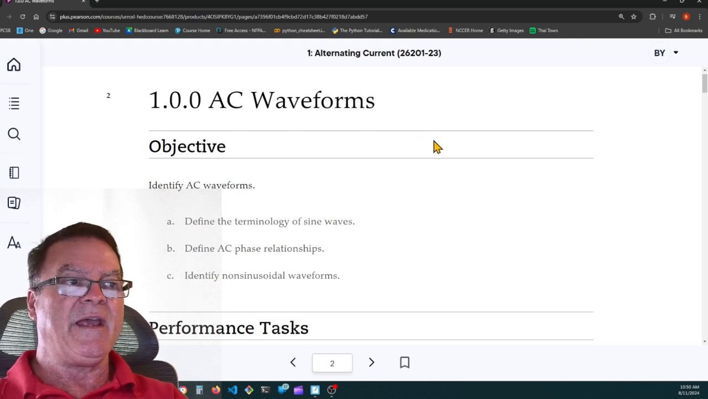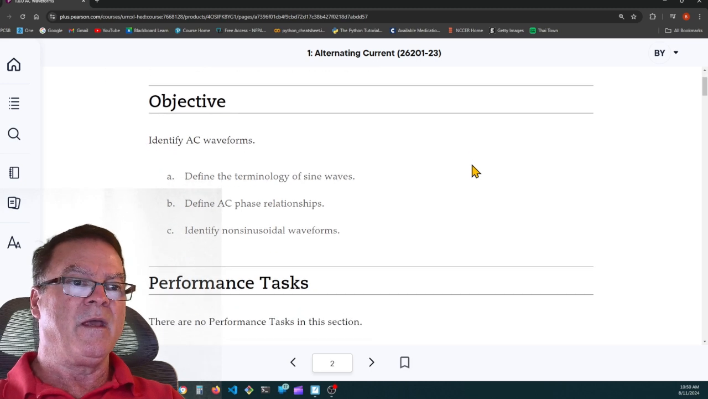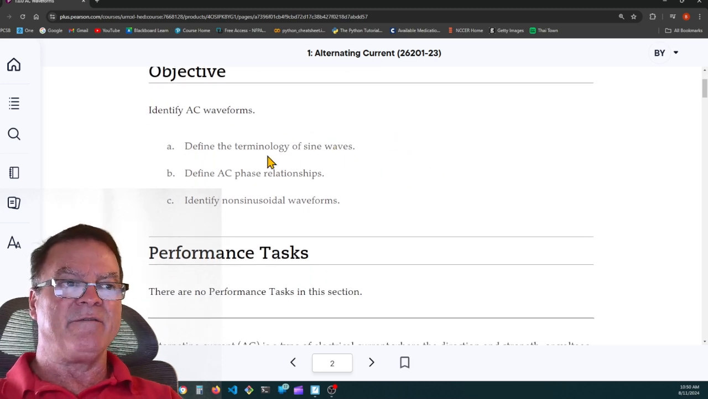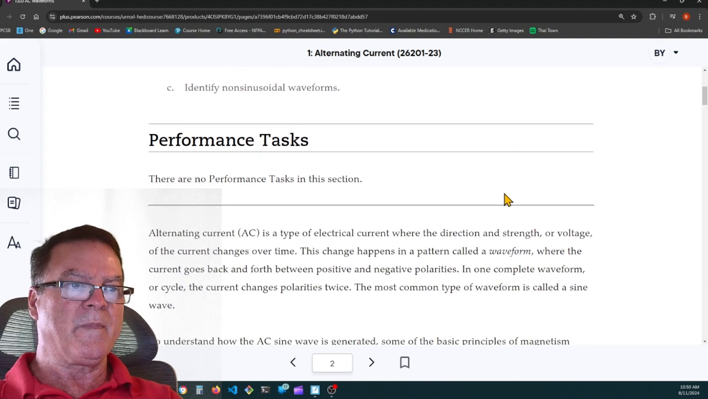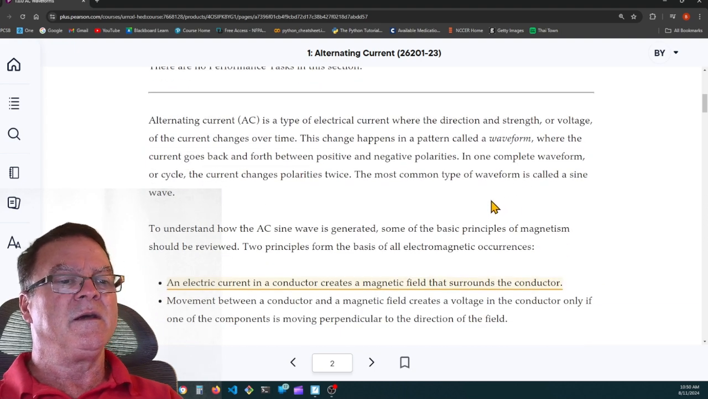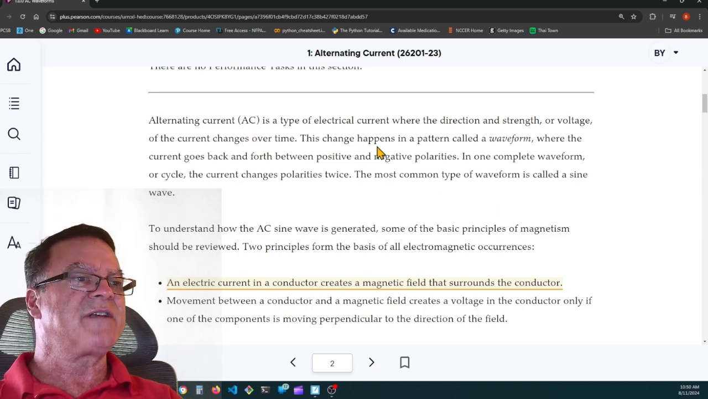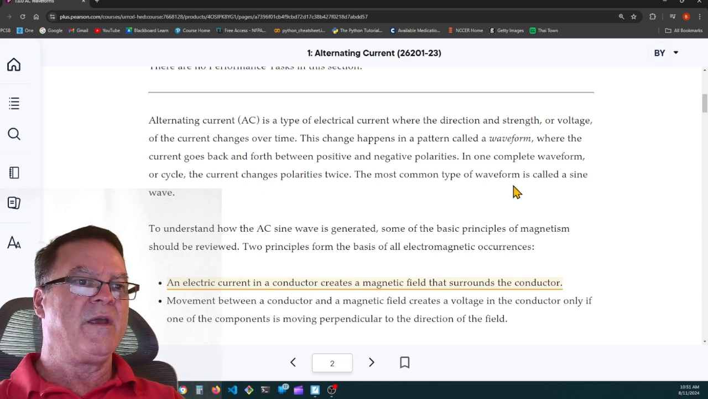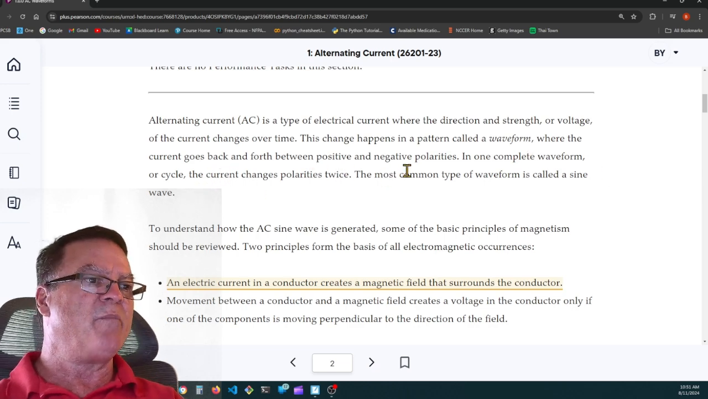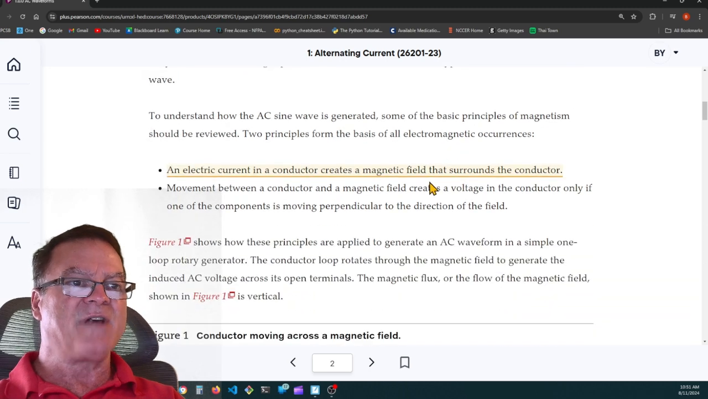1.0.0 AC waveforms. Identify AC waveforms. Define the terminology of sine waves. Define AC phase relationships and identify non-sinusoidal waveforms. Alternating current is a type of electrical current where the direction and strength or voltage of the current changes over time. This change happens in a pattern called a waveform, where the current goes back and forth between positive and negative polarities.